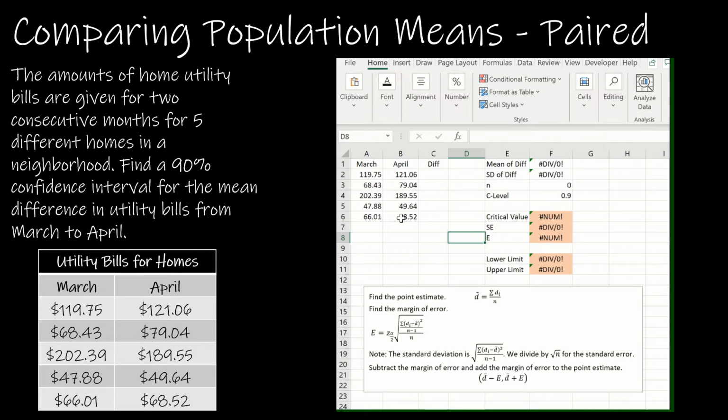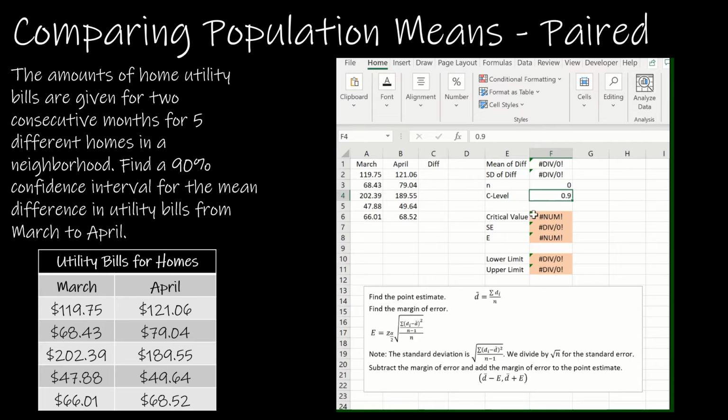Now, if I were checking conditions, as you can see, this would not meet the conditions because I don't have a sample size of at least 30, and I don't know that the population distributions are nearly normal. So technically, I should not move forward, but this is just a good smaller example that we can take a look at. So again, the mean is just going to be the mean of whatever happens in this difference column, which I haven't calculated yet. The standard deviation is going to be the standard deviation of whatever happens in this difference column. And n is going to be the count of whatever happens in the difference column. And of course, the confidence level in this case is 90%.